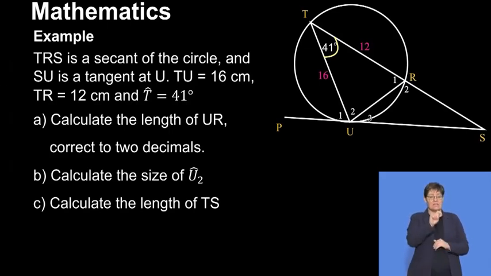In this example, they gave us that TRS is a secant of the circle and SU is a tangent at U. Furthermore, they give us that TU is equal to 16 centimeters, TR is 12 centimeters, and angle T is equal to 41 degrees. We are asked to calculate the length of UR, the size of U2, and the length of TS.